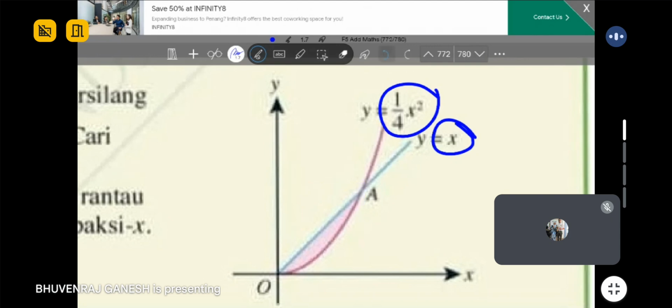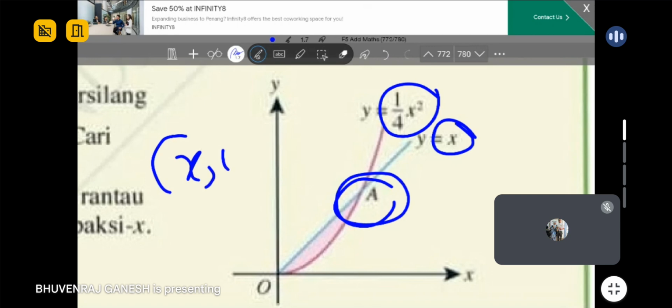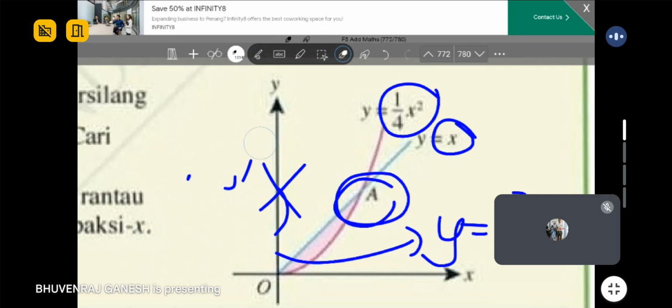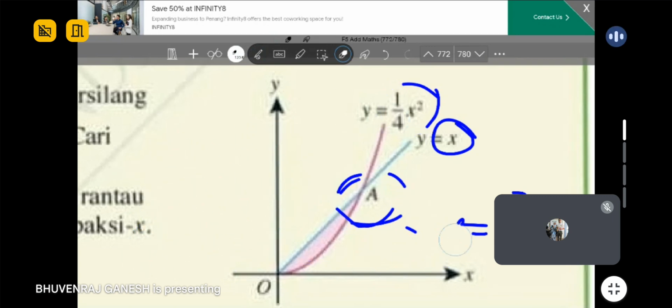Okay, make sure, guys, if they ask you coordinate A, your answer must be x, y. Don't just stop at, let's say, x equal to 4. Jangan henti kat sini. Salah. You must find out y equal to what. Because coordinate means in a pair. Dalam pasangan x and y. X is not alone and y is not alone. It must be together. Kena satu pasangan. Alright. So then you will get the answer.